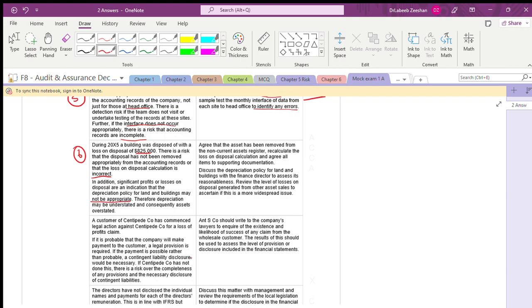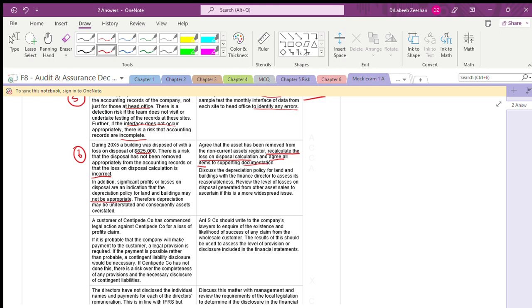Maybe they are assuming that. First they are thinking about valuation. Second, they are thinking how you got so big a loss. Maybe you have not done depreciation as per the requirements. What is the audit response? The audit response is you have to recalculate the loss on disposal and agree it to all the supporting documentation.